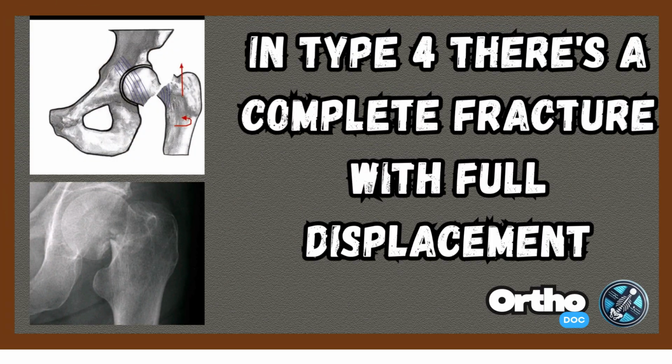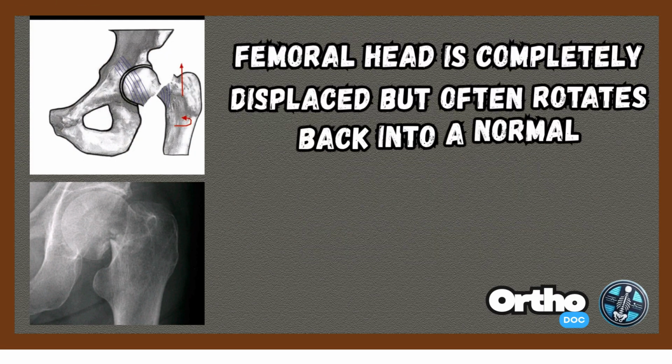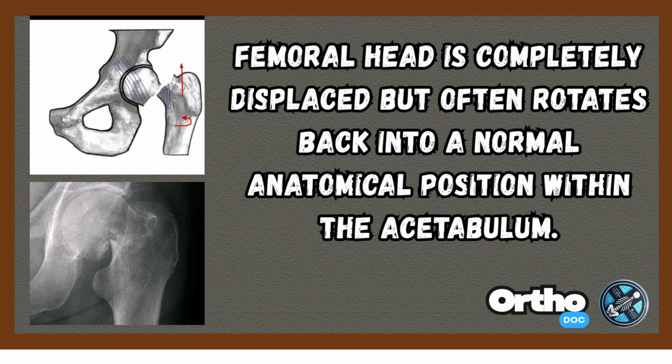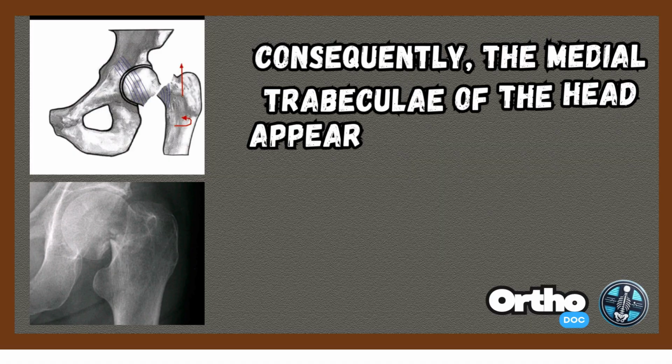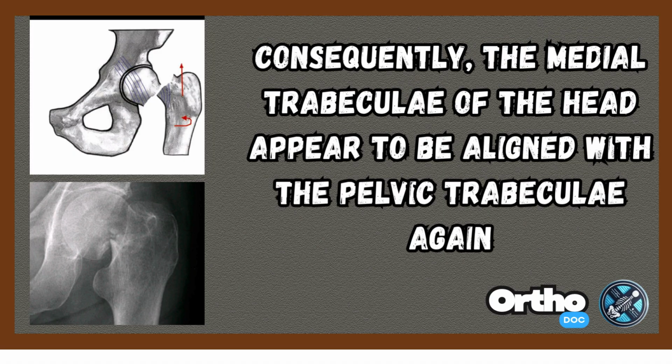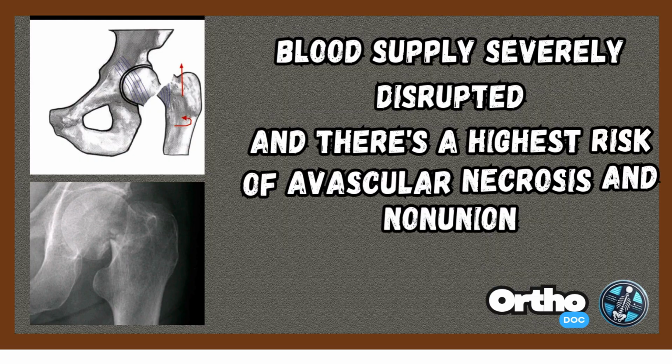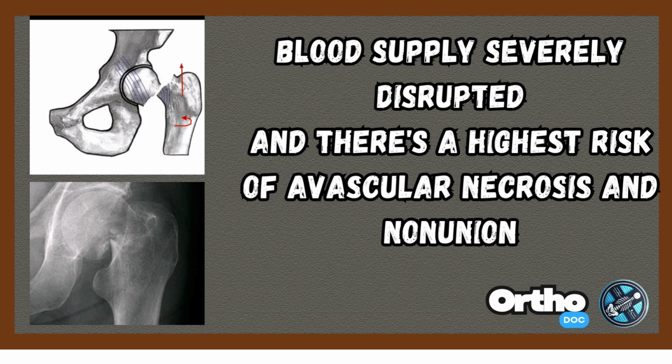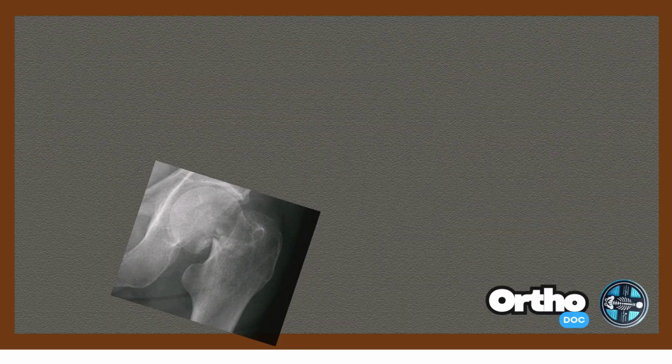Type 4. In Type 4 there's a complete fracture with full displacement. Femoral head is completely displaced but often rotates back into a normal anatomical position within the acetabulum. Consequently, the medial trabeculae of the head appear to be aligned with the pelvic trabeculae again. Blood supply severely disrupted. And there's a highest risk of avascular necrosis and nonunion.